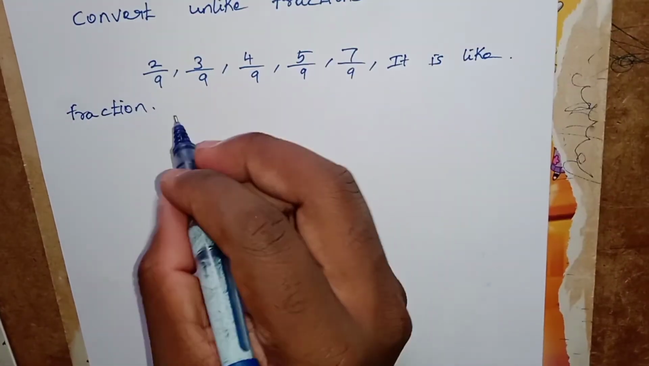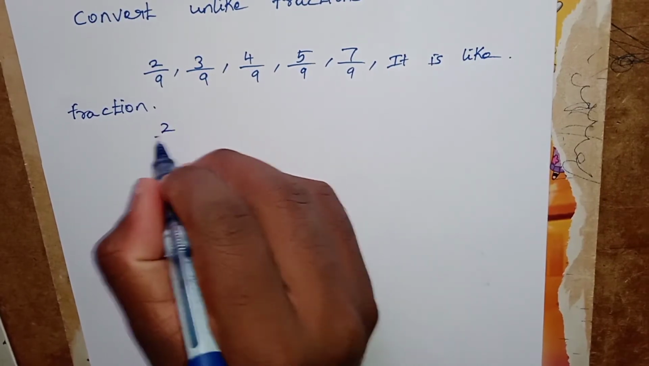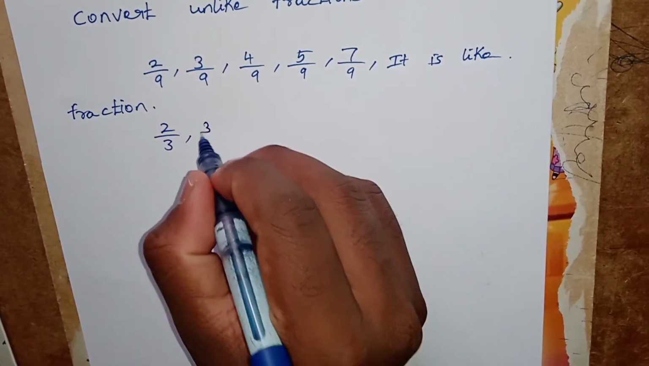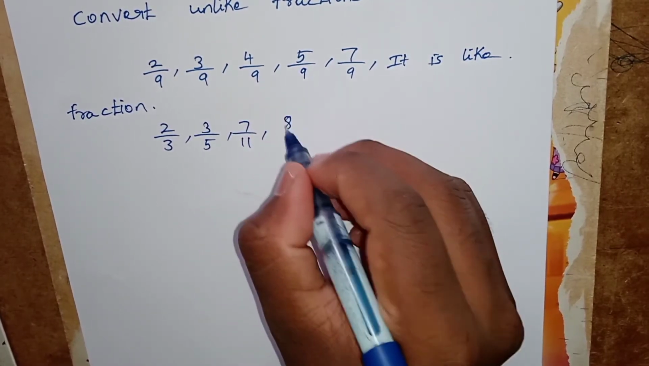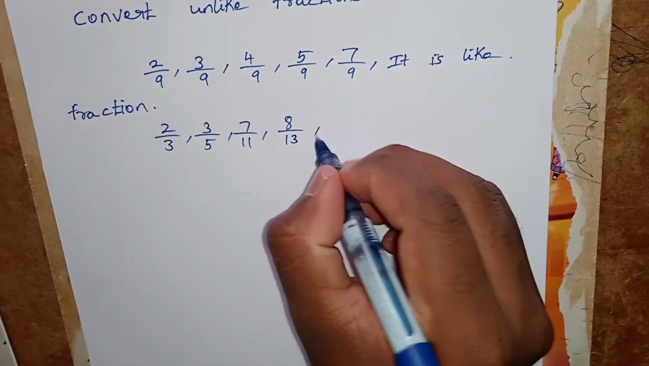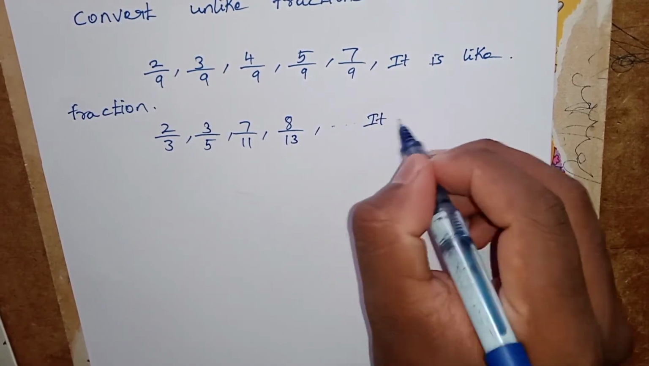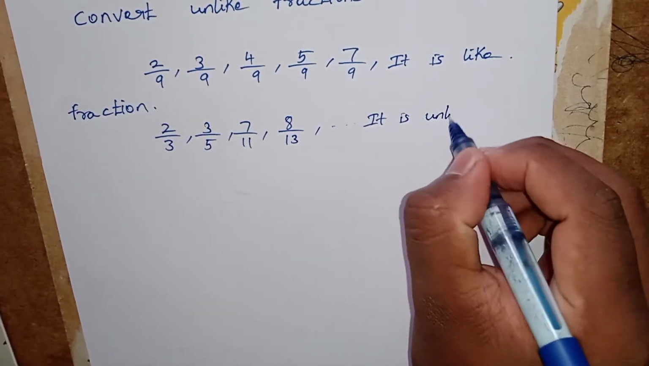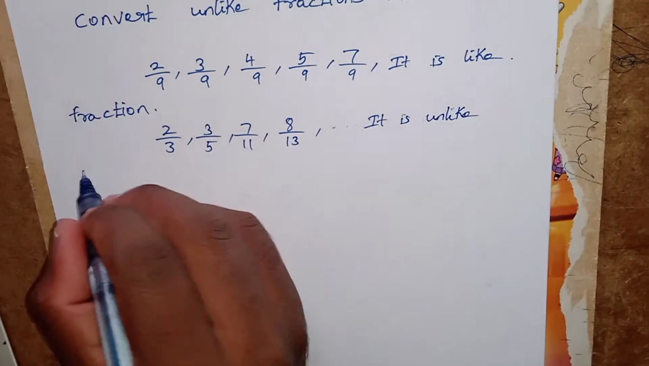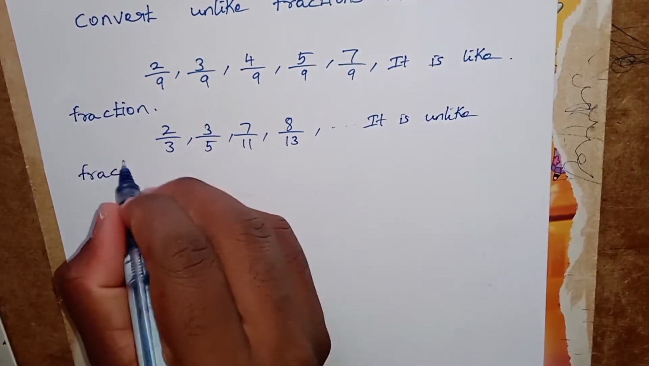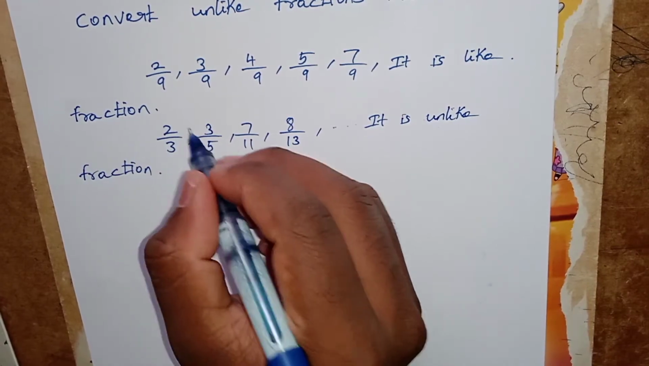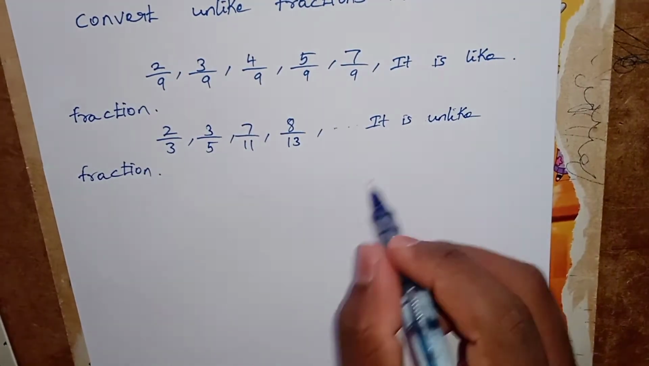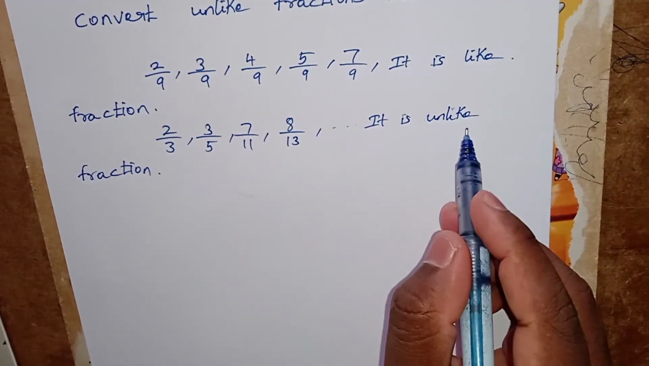For unlike fractions, here 2 by 3, 3 by 5, 7 by 11, 8 by 13. Like this, here it is unlike fractions. My numerator and denominator are different here. Okay, therefore here it is unlike fractions.